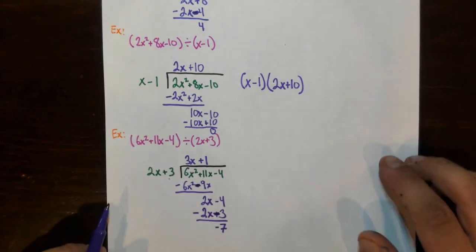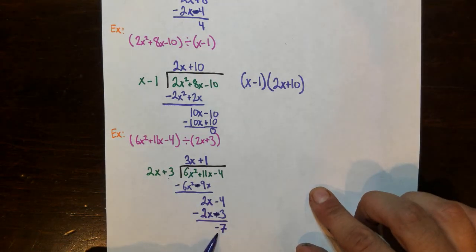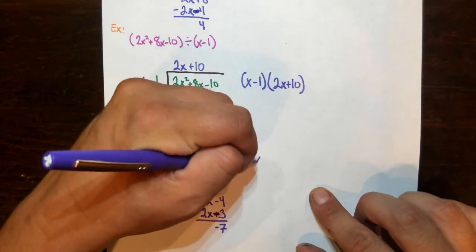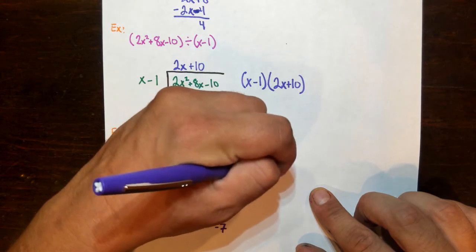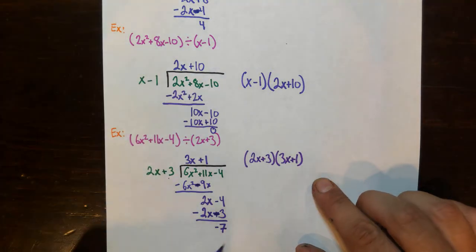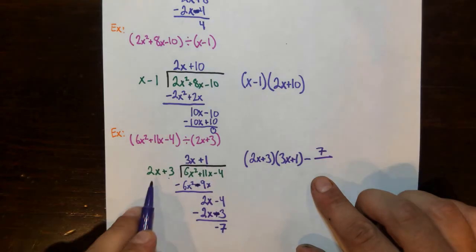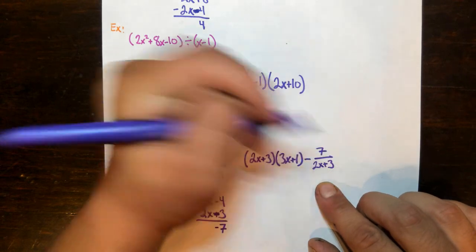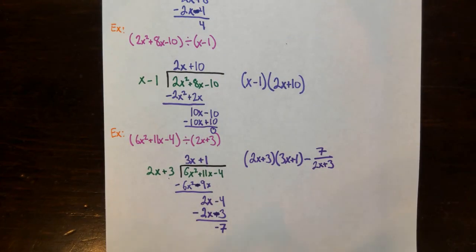And so our answer here is going to be this times this plus our remainder of 7. Well, minus in this case because it's minus 7. So it's going to be 2x plus 3 times 3x plus 1 minus our remainder 7, but it's 7 over what we divided by, which is 2x plus 3. And that's it. So that's polynomial long division.